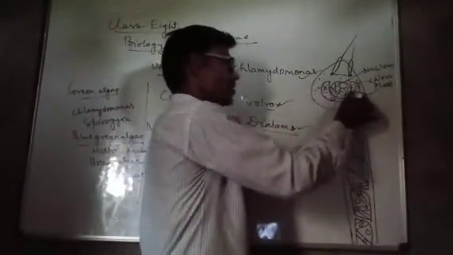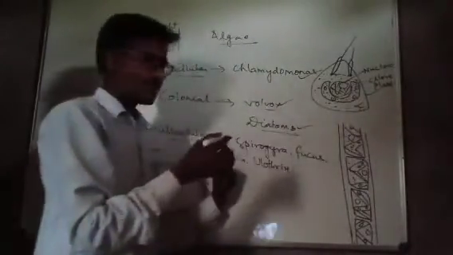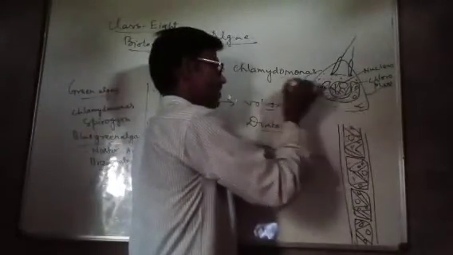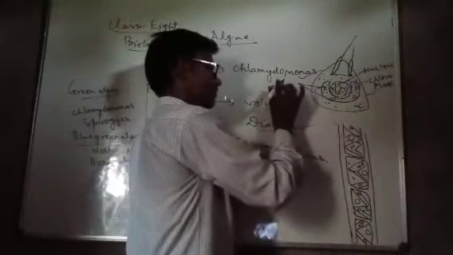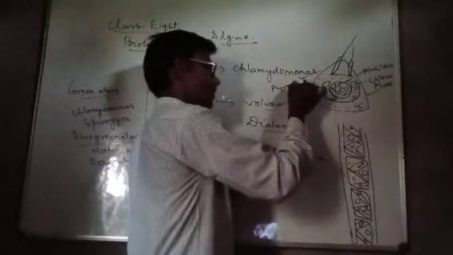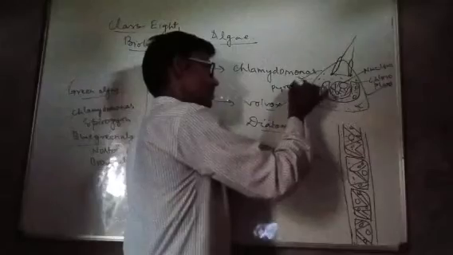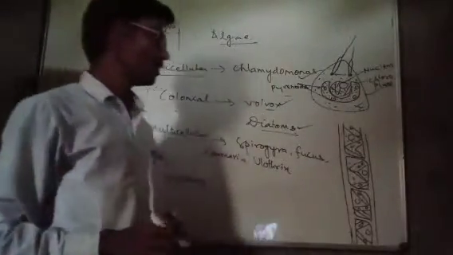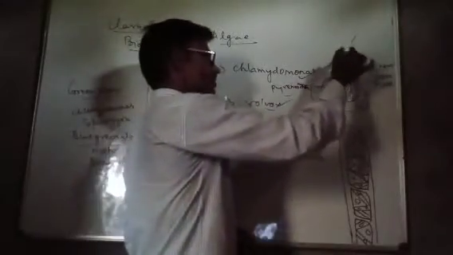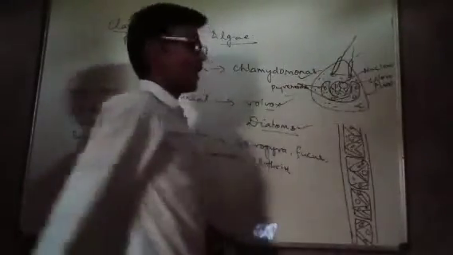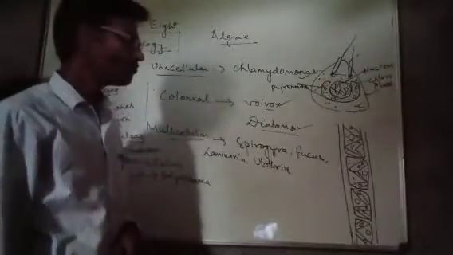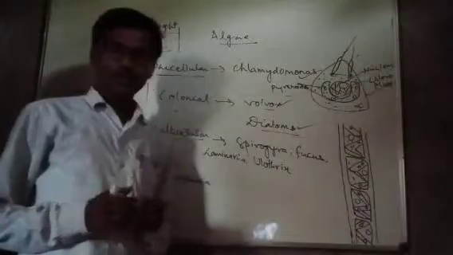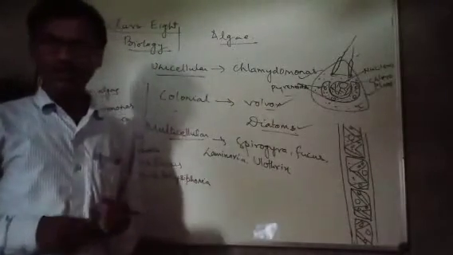These are starch granules in the chloroplast, called pyrenoids. Pyrenoids are starch granules present in the chloroplast of an algae. These are rhizoplasts which give rise to the antennae. More detail you don't have to read in this class. Chlamydomonas is a unicellular algae.